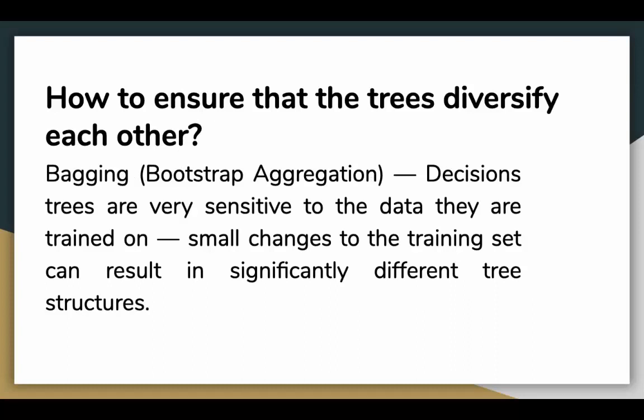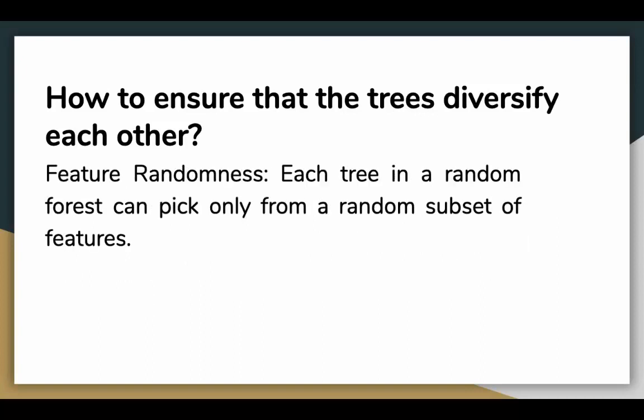Now, how do we ensure that the trees diversify each other? Bagging helps us here. Bootstrapping the data and using the aggregate to make a decision is known as bagging. Random forest takes advantage of this by allowing each individual tree to randomly sample from the dataset with replacement, resulting in different trees. Next is feature randomness.